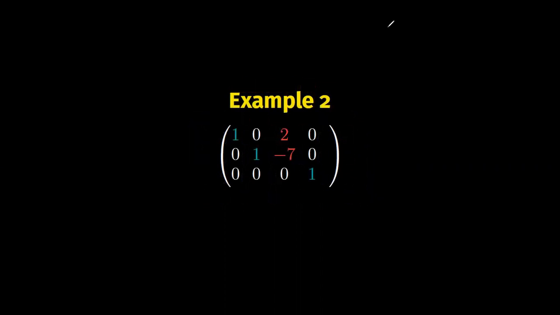As for the second example, we have a 3 times 4 matrix. Let me just draw the stairs like before. So we have 3 corners which are equal to 1. Below the stair step, we only have zeros. And above each corner, we only have zeros like before. And all the other numbers, here the red numbers, are arbitrary. That means that they can be either equal to 0 or different from 0.